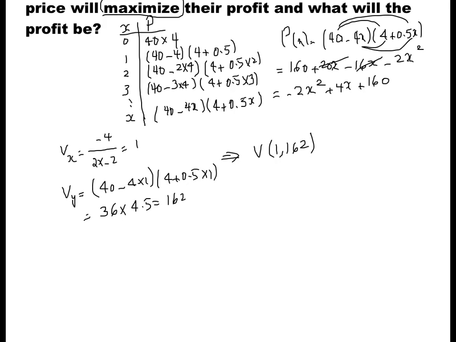So this means the coordinates of the vertex are 1 and 162. So if they change the price from $10 to 10 plus 0.5, which is $10.50, they are going to have the maximum profit, which is $162.